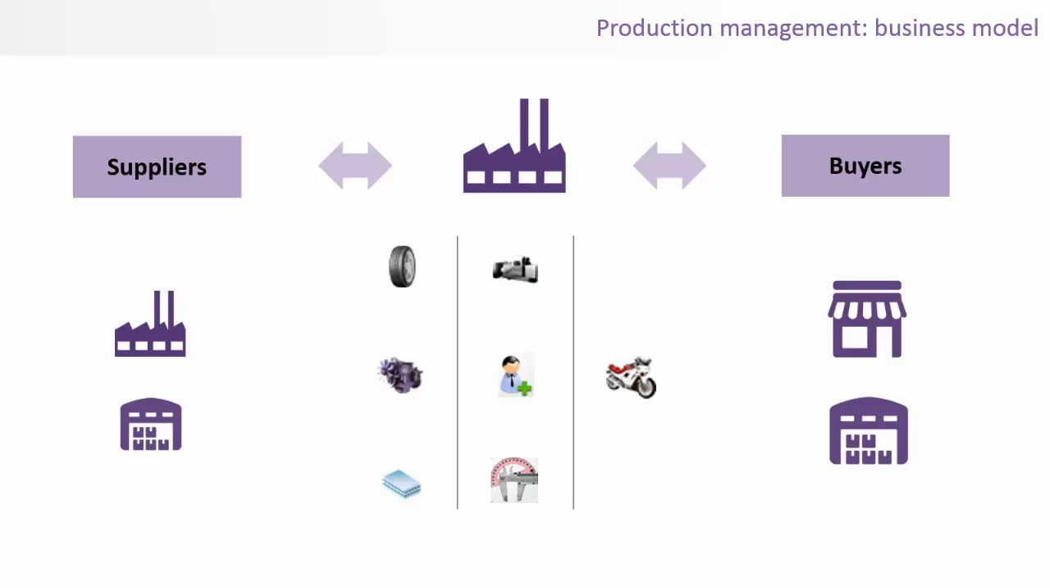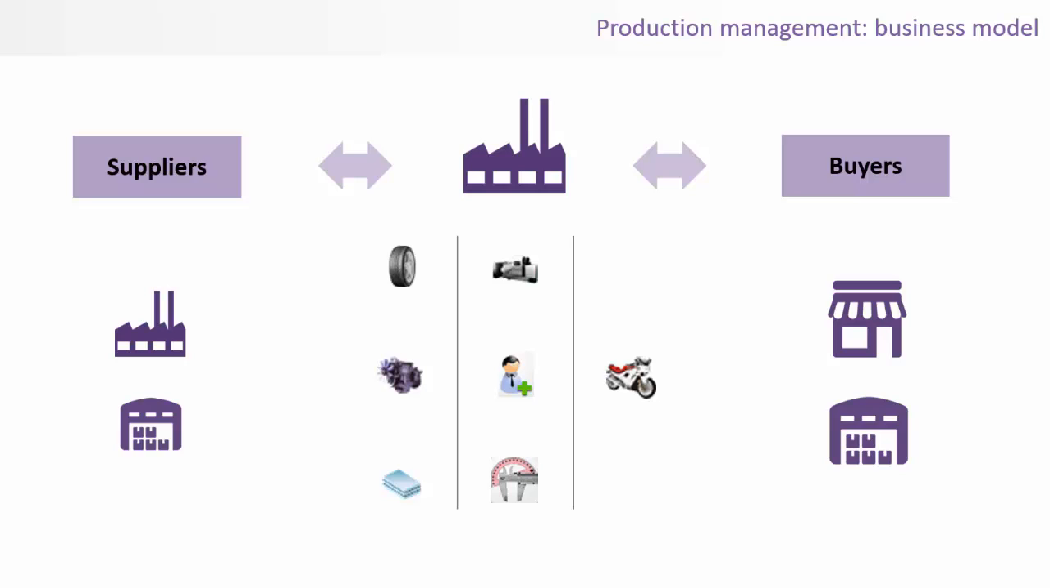Let's get familiar with the production management business model. To produce a motorcycle, you will first need to complete a couple of stages. The first stage is acquiring parts. In this case, that would be tires, engines, and steel. These can be bought from your suppliers, other factories, and warehouses.